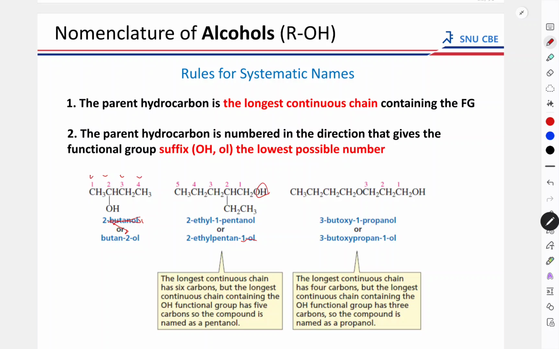Okay. And of course you can use the bottom name as well. Just put number 1 in front of the suffix OL.